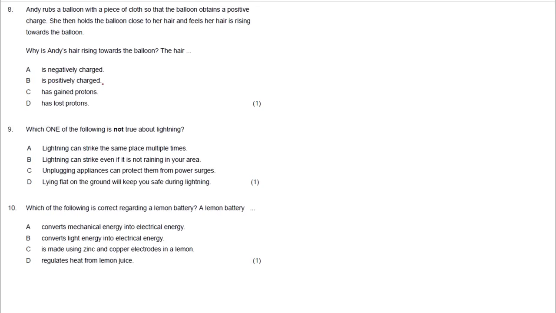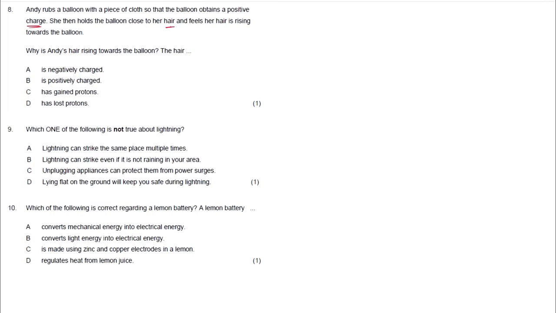So question 8 says that Andy rubs a balloon with a piece of cloth so that the balloon obtains a positive charge, right? And we are told that she then holds the balloon close to her hair and feels her hair rising towards the balloon, right?